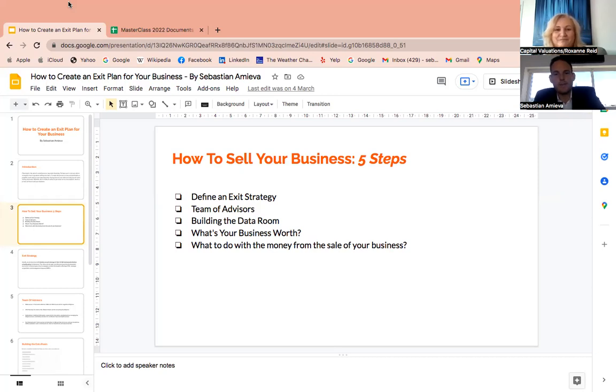So another step to sell your company will be what you do with the money from the sale of your business. Most people don't know what to do after they sell their company. So for that, I would recommend to have a tax plan and to explain what is better, an asset purchase or a stock purchase, or what to do with the money, where to put the money after you sell the company, right? For tax purposes.